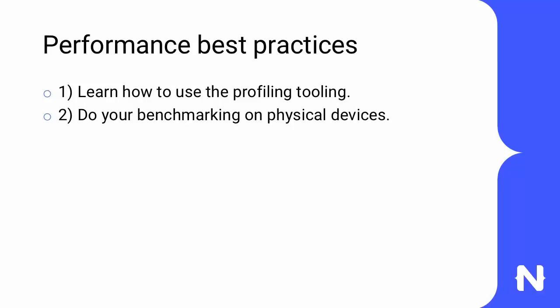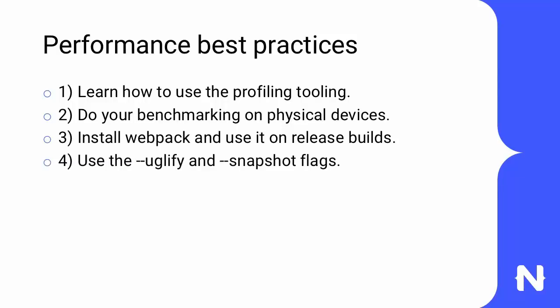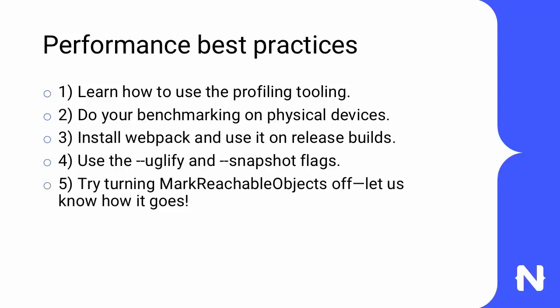When you've got your benchmarking setup in place, the first thing you'll want to do is install Webpack. And you'll want to use Webpack and run through that full build process for any release build, really any build that you're sending out to your users in the app stores. As part of those builds, you'll want to use the --uglify and --snapshot flags. And finally, try out the new mark reachable objects flag. Try turning that off and just see how it goes.